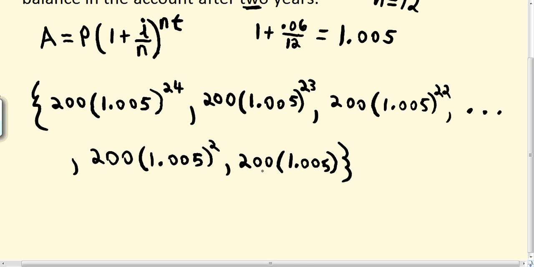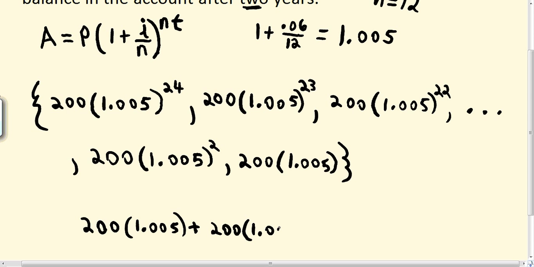Let's take a look at this last payment that was made, $200. 200 times 1.005, plus the next payment of $200 times 1.005 to the second power. This is going to be the total amount in the account, all the future values of all these payments added up. And then you keep going like this all the way up to 200, the very first payment we made, which was compounded, 1.005, 24 times.